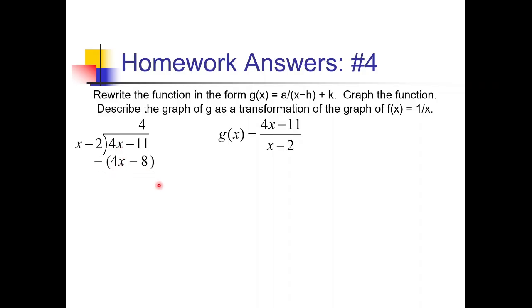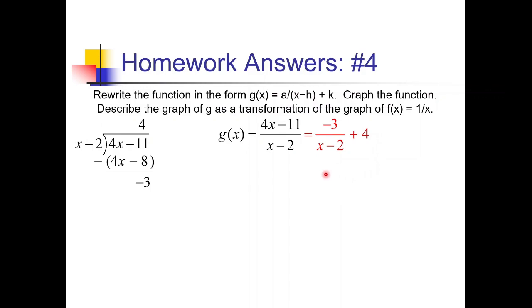And then if I subtract that, 4x is canceled. We have -11 minus -8, so plus 8. That comes out to -3. So this is going to be -3 over x minus 2. And then we'll have a plus 4 for that quotient there.